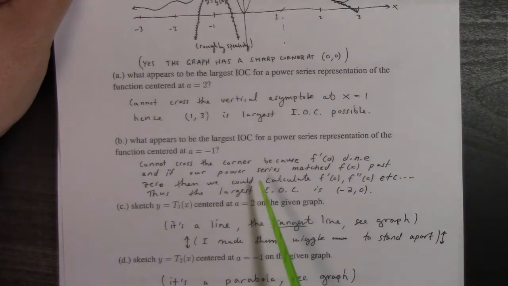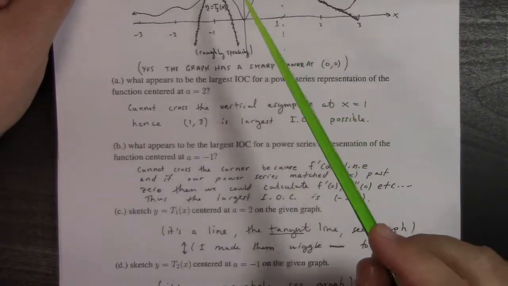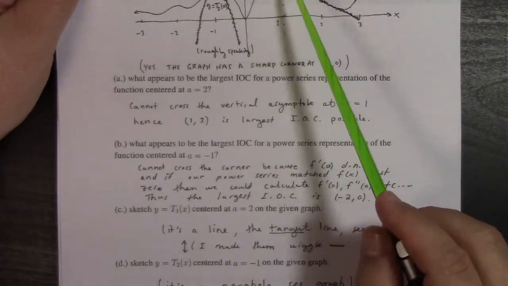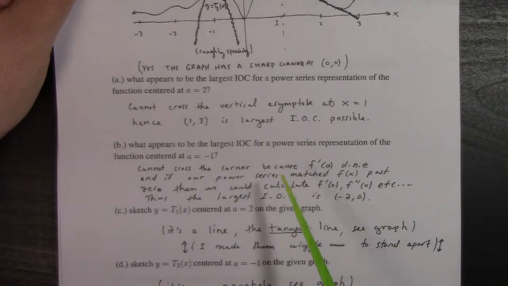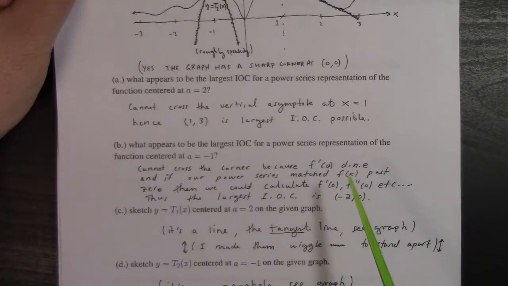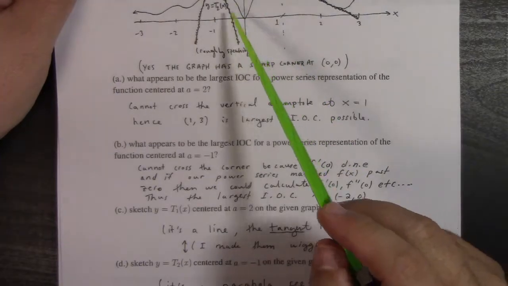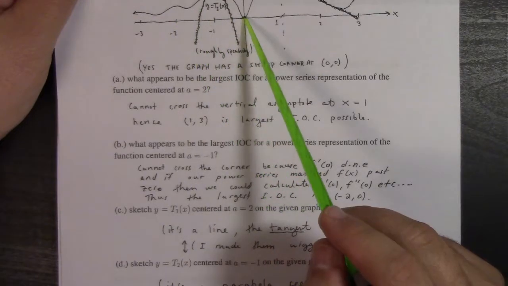And at -1, oh, I neglected something. Look at that. Notice it's got a kink in the graph. We can't get past that. So if our power series matched f of x past that 0, we could calculate and so forth. So we get stuck on the kink, actually. So that's going to give us the largest interval of convergence being something like -2 to 0.